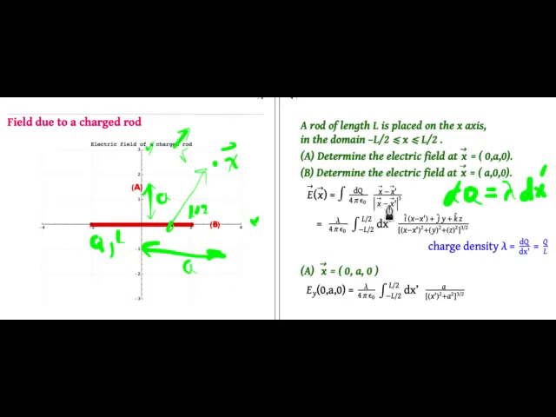Oh, it's the distance cubed. The distance is the square root of x minus x prime squared plus y squared plus z squared. So this distance by the Pythagorean theorem is the square root of x minus x prime squared plus y squared plus z squared. And then I have to cube that. So then I get x minus x prime squared plus y squared plus z squared to the 3/2 power.